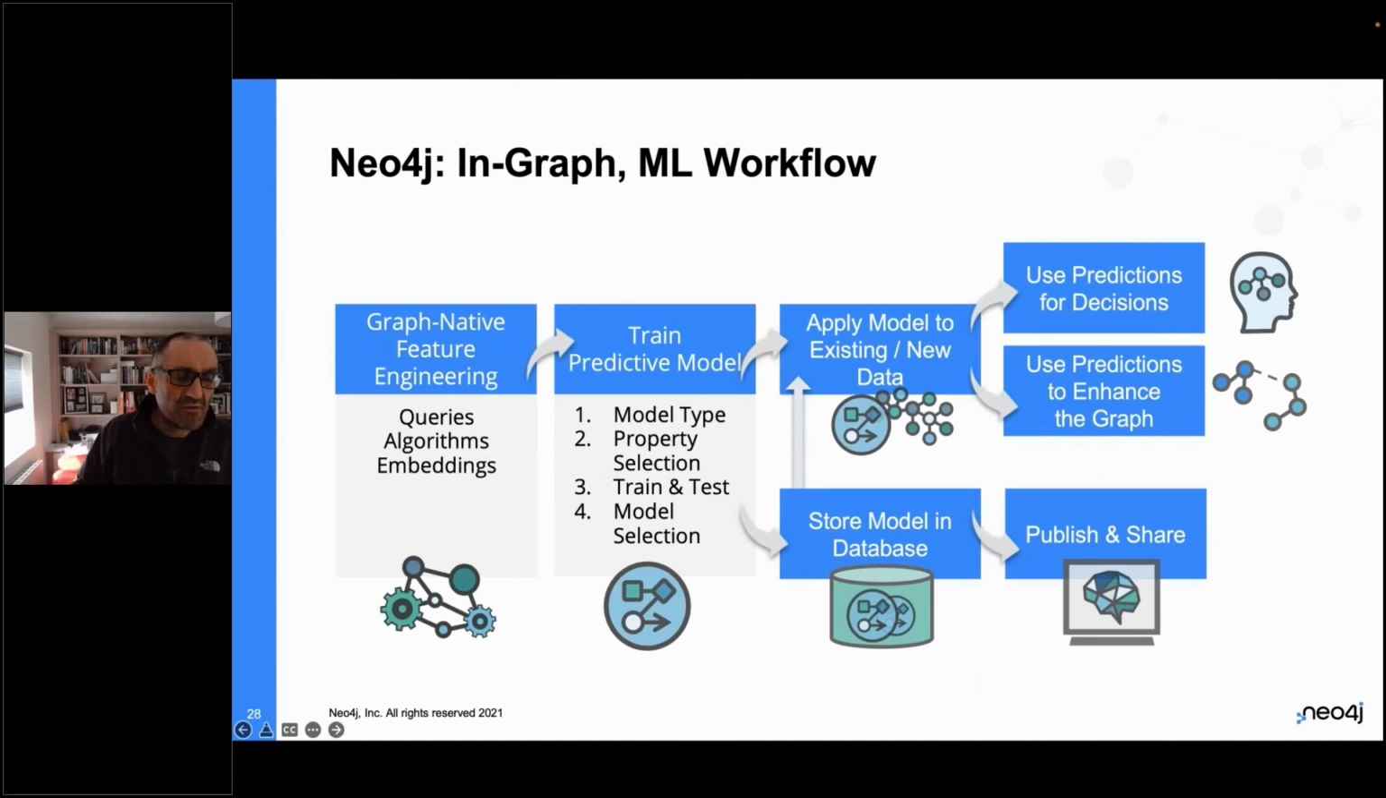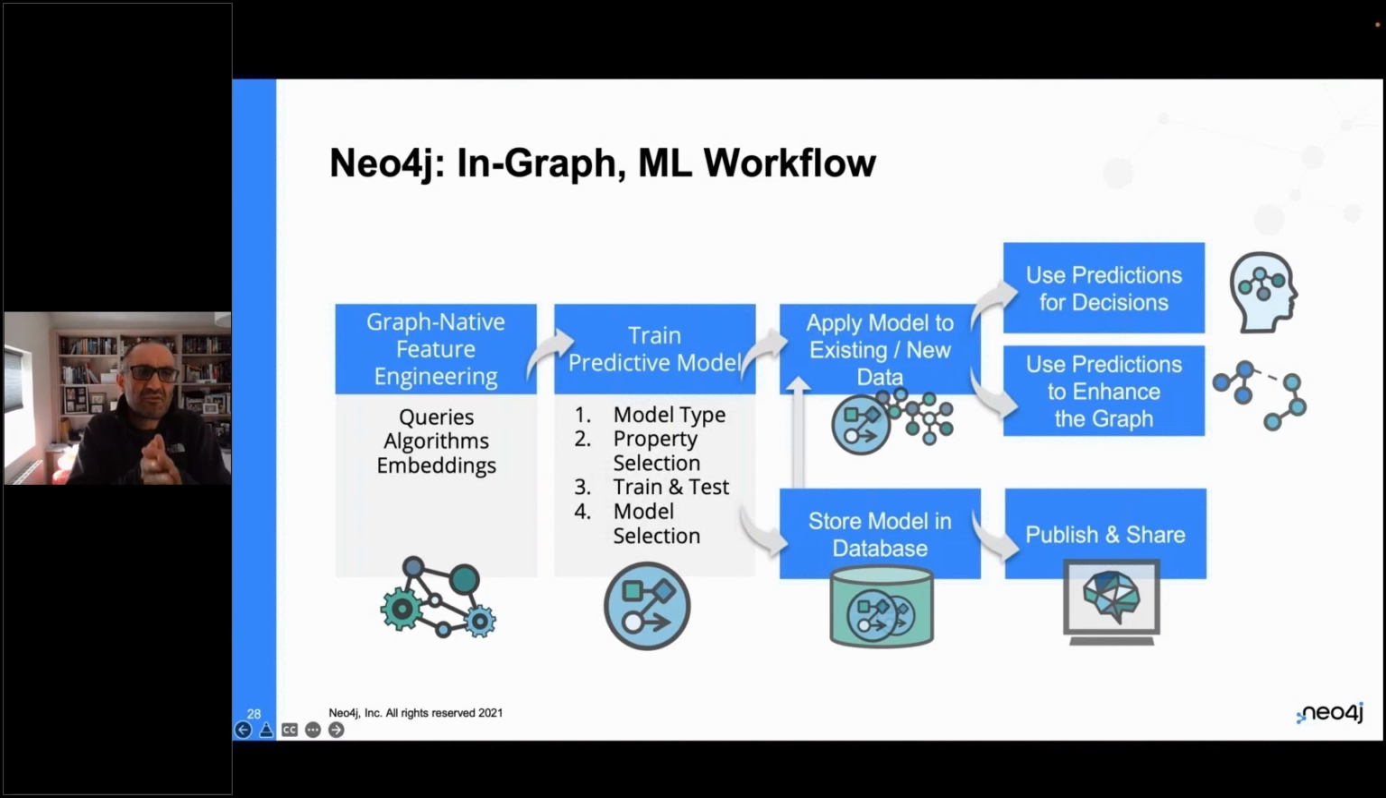In terms of the overall workflow, very straightforward to think about it. So we have the feature engineering stuff. So we've got queries, algorithms, and embeddings that are generating features for us. We then get to train a predictive model. Then we either store that model in the model database, or we move to applying that model to existing or new data. And we can also, of course, rehydrate stored models from the database there.